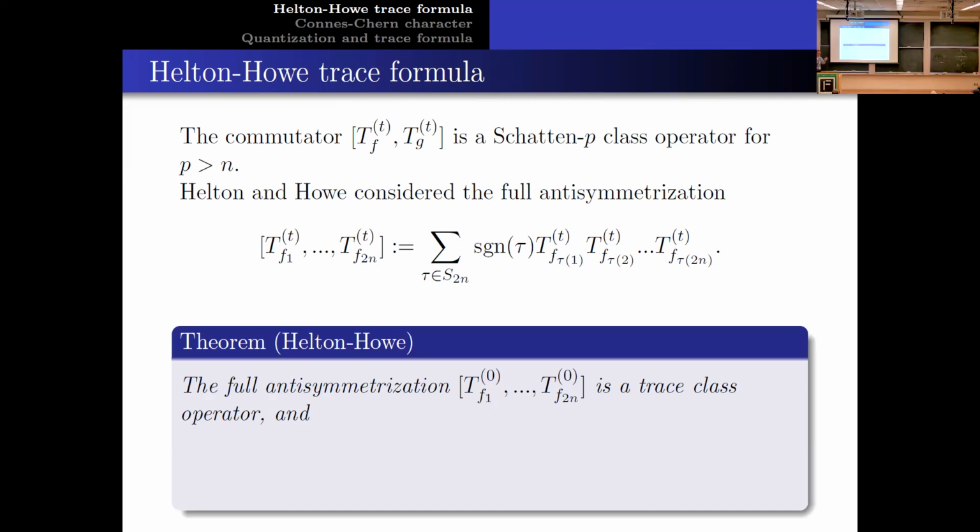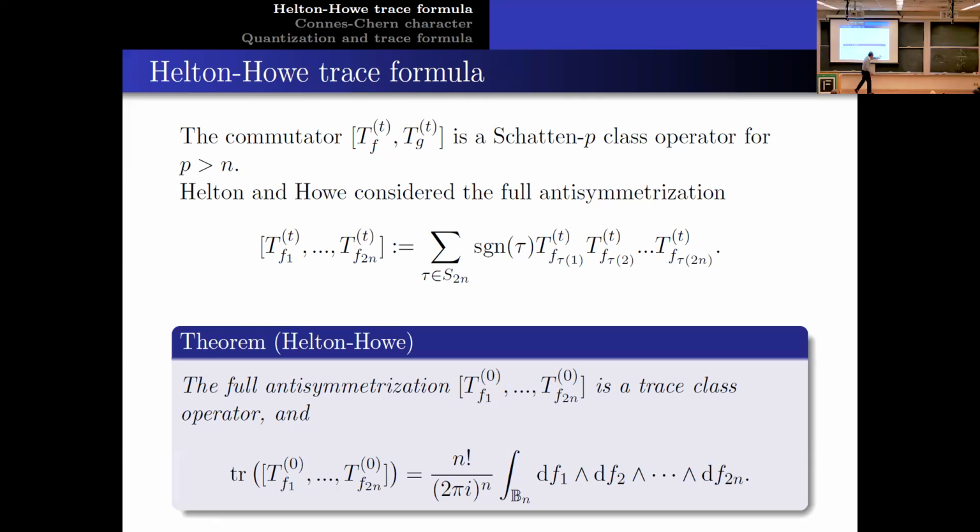So there's a non-trivial cancellation about singularities. And then for this full antisymmetrization, it is actually a trace class operator. During the Helton-Howe time, they were only interested in the t equal to 0 case. But they proved the following nice generalization of the Helton-Howe trace formula. You can see that before we had 2 copies, but now we have 2 1 copy.